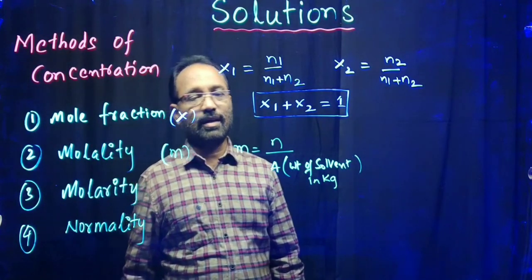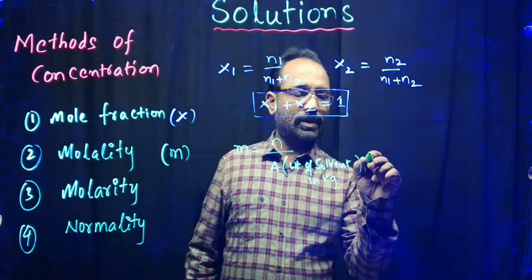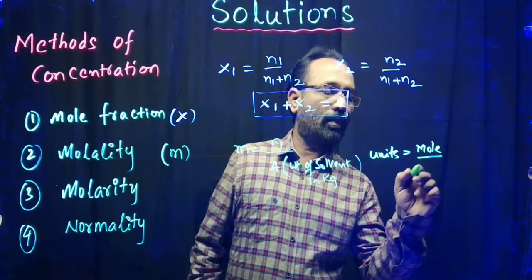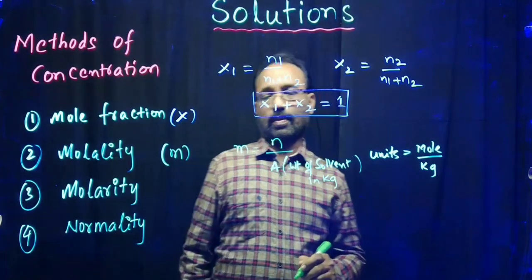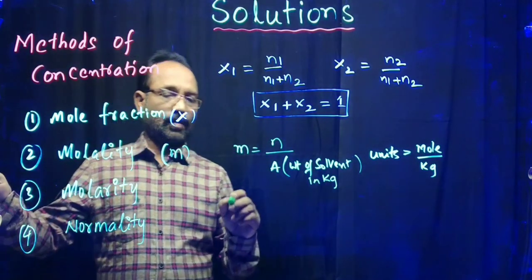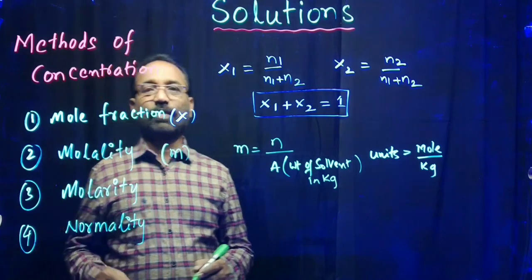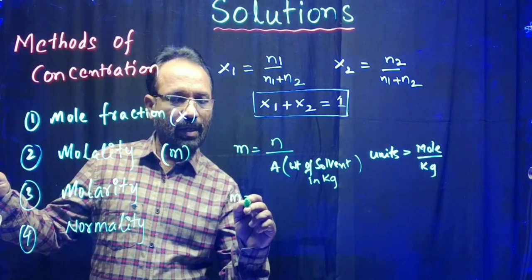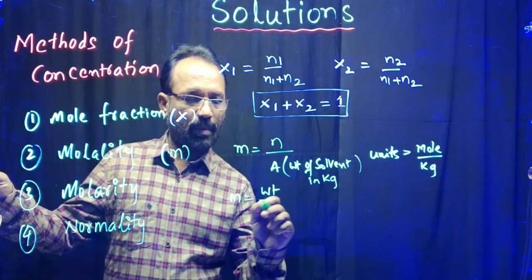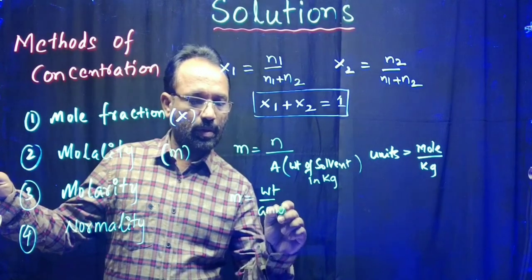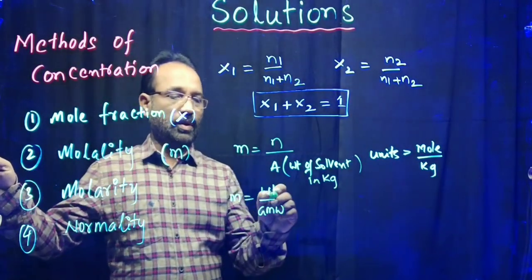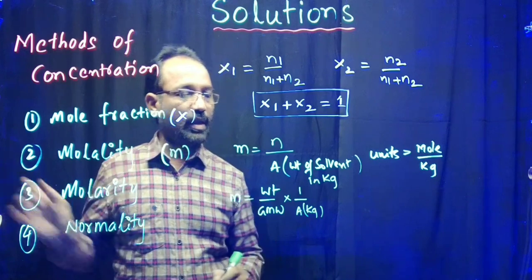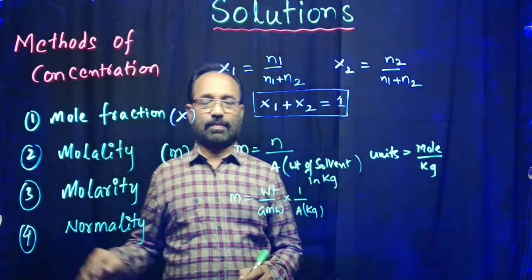So what are the units of the molality? Moles per kilogram. So here the units are mole by kilogram. Here we know very well the number of moles n equals weight by gram molecular weight. Therefore, molality equals weight by gram molecular weight into 1 by A in kilograms, that is the weight of solvent in kilogram.